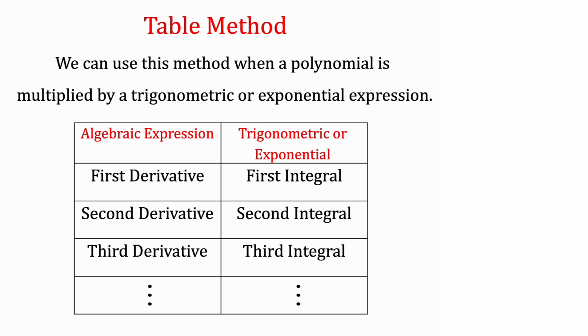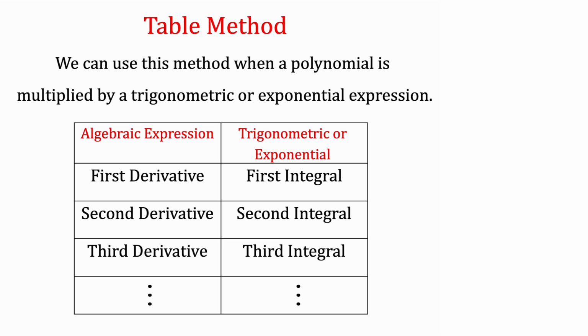I then begin to take the derivative of the algebraic expression. I continue taking derivatives one after another until it eventually reaches 0. Now, you integrate the exponential or trigonometric function as many times as you differentiated the algebraic one. So we differentiate the algebraic part and integrate the trigonometric or exponential part. Okay, what do we do now? We integrate it the same number of times that we differentiated the algebraic expressions.